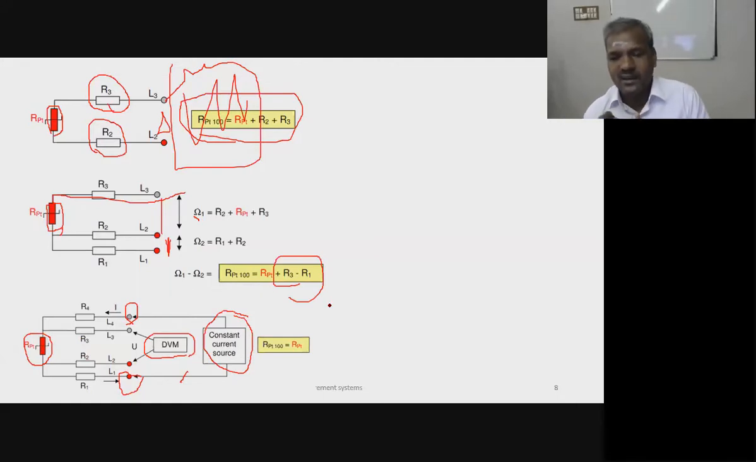Based on construction, we can classify RTDs as thin film element RTDs and wire wound RTDs. In wire wound RTD, there are two types, glass molded and ceramic molded. According to the wiring configuration, we can classify RTD as 2-wire RTD, 3-wire RTD, and 4-wire RTD. So what is the advantage of going for 3-wire and 4-wire? To neglect the lead wire resistance.